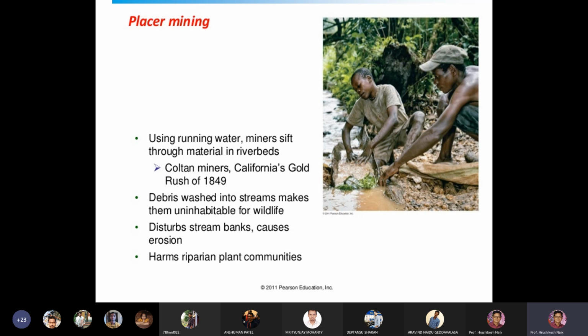Colton miners, California's gold rush of 1849, was a very old method of gold mining. Debris washed into streams makes them uninhabitable for wildlife. It disturbs the stream banks and causes erosion. It harms riparian plant communities. That is why this method of mining was abandoned and a new method of mining was established.